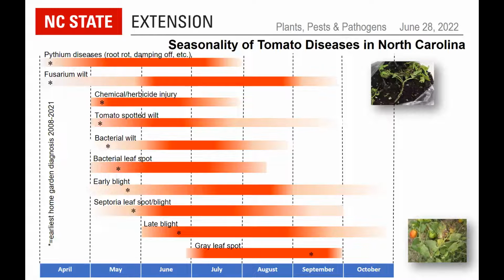Interestingly, though, the chemical injury and the tomato spotted wilt are going to be kind of in the rear view mirror by the time we get about a month from now. Not that you couldn't have it, but that it's going to be less likely. The asterisks on each bar, by the way, are the dates of the first home garden find in our records for that period of time.